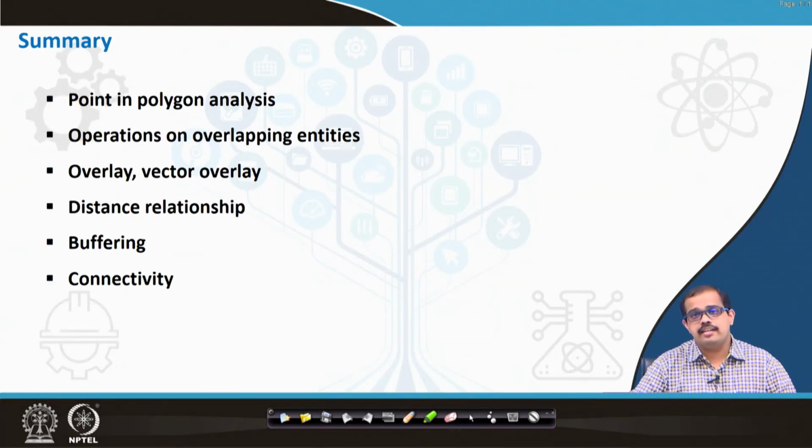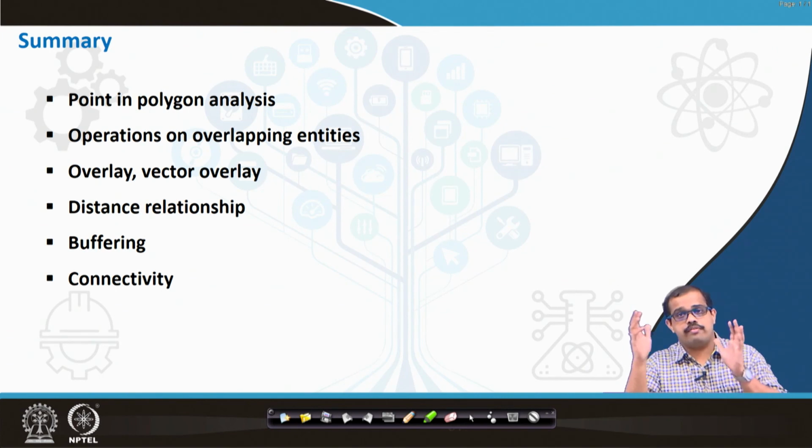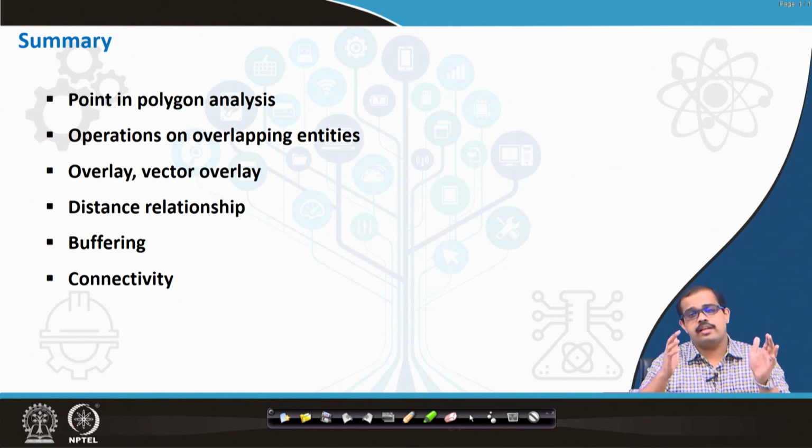As I said, first we looked at point in polygon analysis, wherein we looked at what is a simple problem, what is a complex problem, and what is a problematic problem. Okay. So, look at those issues when you are looking at point in polygon analysis, and we looked at how the overlapping entities can be operated. For example, we looked at how a line entity is operated on a polygon, or how a line entity is used for various analyses. Then we looked at vector overlay, and buffering: we discussed how buffering can be done, whether it is an urban scenario or an application to natural resource management, whatever you can do.